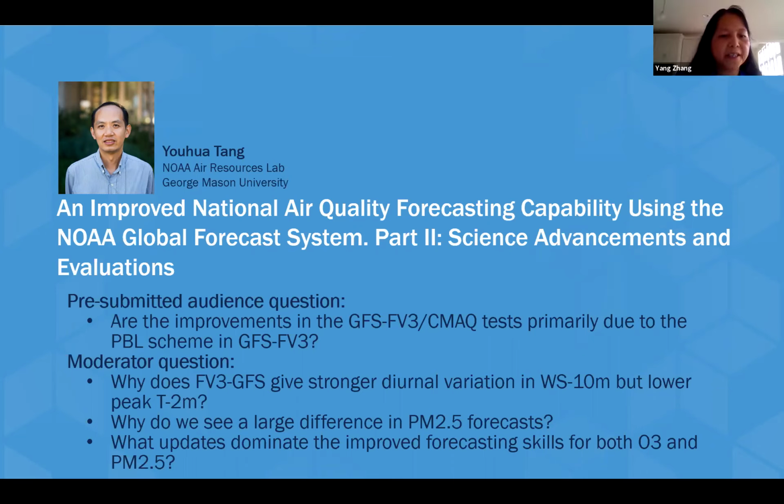Wonderful, thank you. And could you address one audience question? Is the improvement in the GFS FV3 CMAQ test primarily due to the PBL scheme in the model?